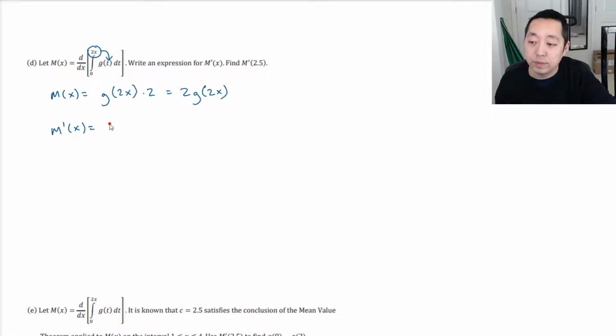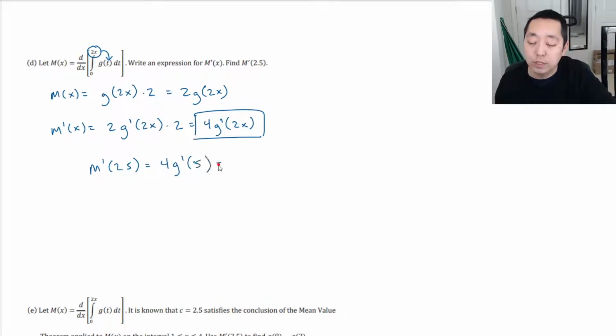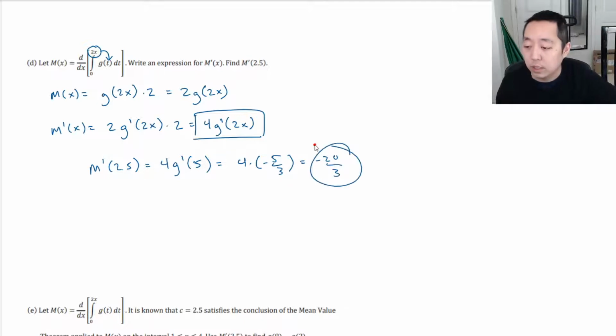That's it. So m prime of x is the derivative of this. So what's the derivative of this? Well, that's 2g prime of 2x, and then the derivative of the inside times 2. That would be 4g prime of 2x. So that's my answer for m prime of x. And then they just want you to find m prime of 2.5, which would be 4 times g prime of 2 times 2.5, which is 5. And this is negative 5/3, so that's minus 20 over 3.